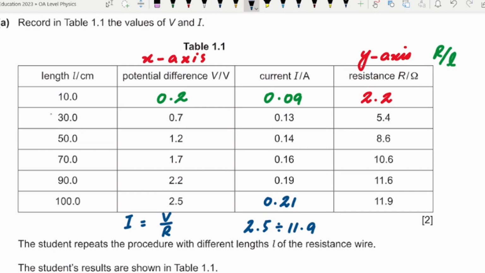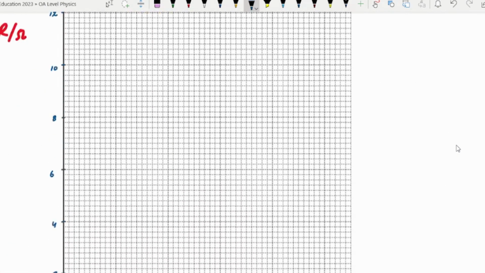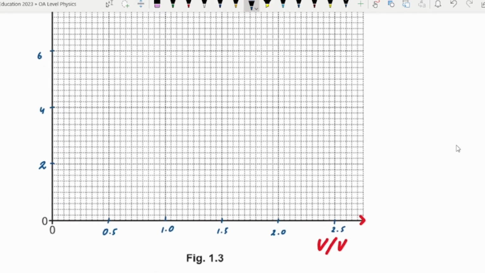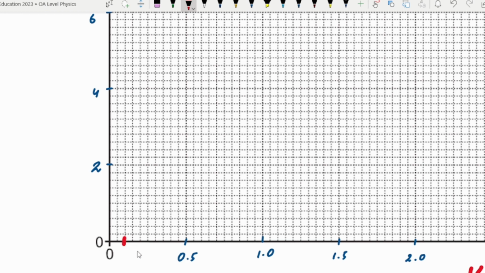After that you need to plot the values. You need to plot the points. For example, the first value on the x-axis is 0.2, so the first point is 0.2 against 2.2. The second point would be 0.7 against 5.4, and then 1.2 against 8.6, and so on. So the first one is 0.2 against 2.2. After 2 blocks, what do we have? We'll be having 0.1.